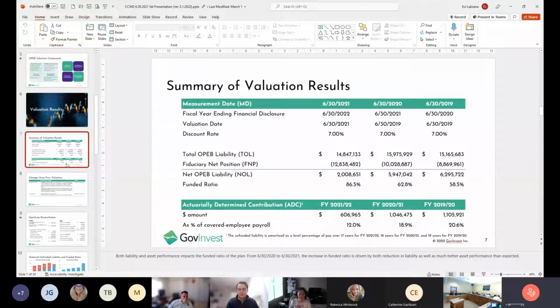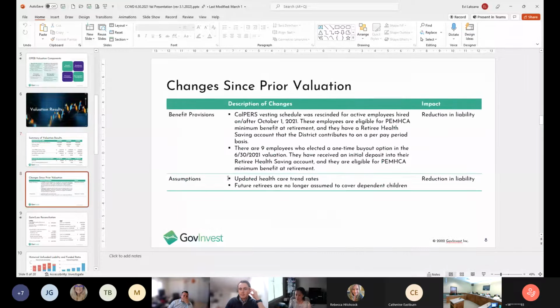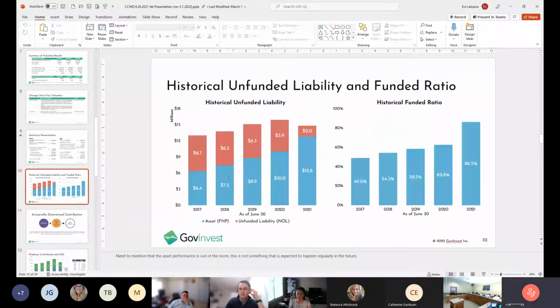So we, as the OPEB actuary, our expertise is on valuing the liability. It is not on the asset investment. So I believe you are currently invested with CERB. Is that correct? In PARS. With PARS. Okay.